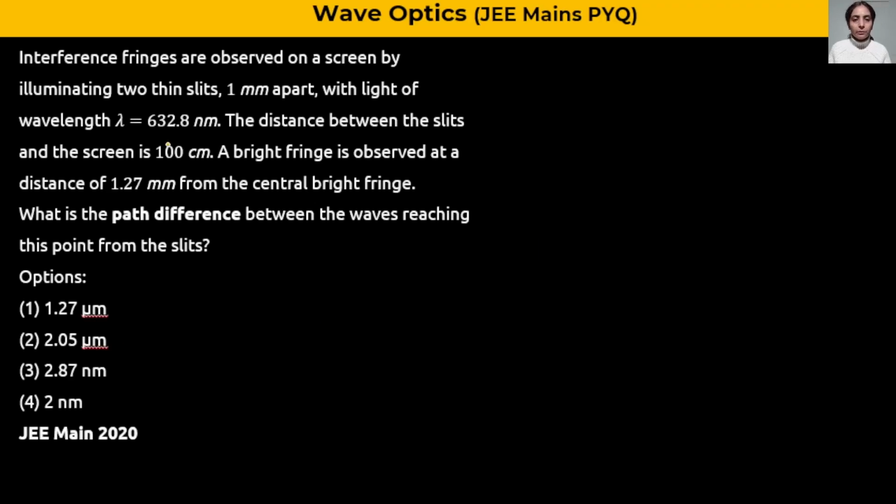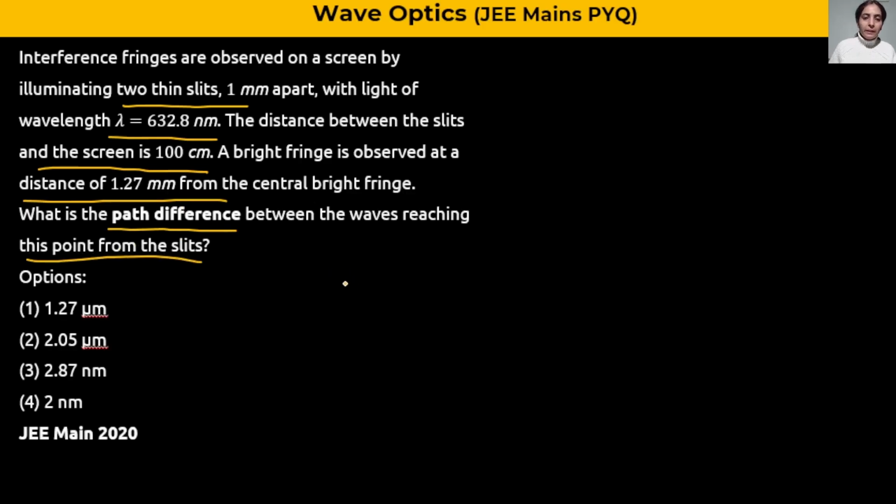Interference fringes are observed on a screen by illuminating two thin slits 1 millimeter apart with a light of wavelength this one. Okay, the distance between slits and the screen is this. A bright fringe is observed at a distance this one from the central bright fringe. What is the path difference between the waves reaching this point from the slit? So क्वेश्चन को आप ध्यान से बनाने की कोशिश करो. I mean wavelength का value given है, slit separation given है, screen का distance given है, that is small d, capital D, wavelength, everything is given. And bright fringe is observed at a distance this from the central bright fringe.